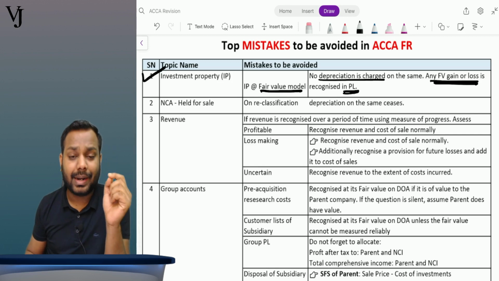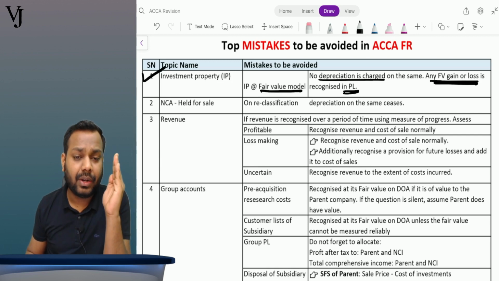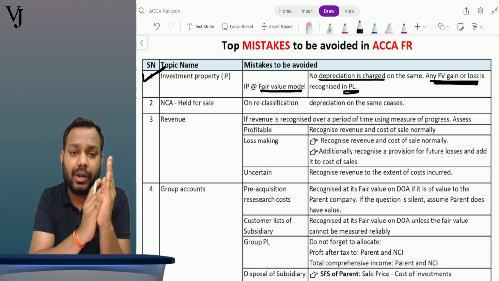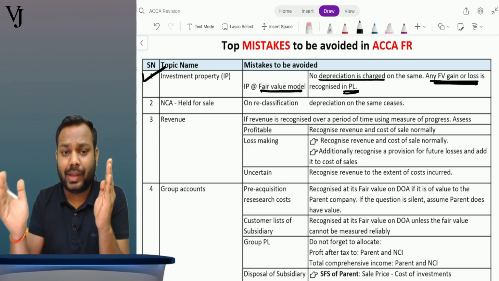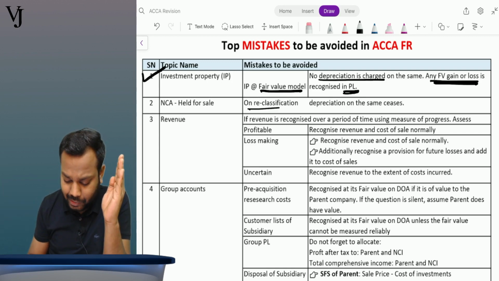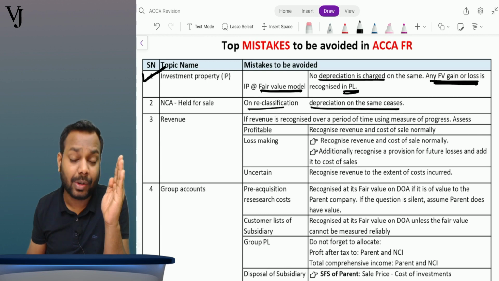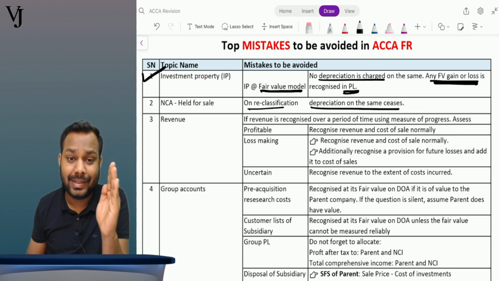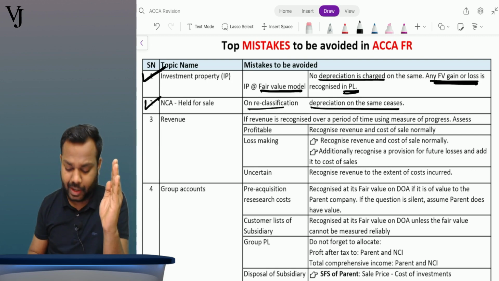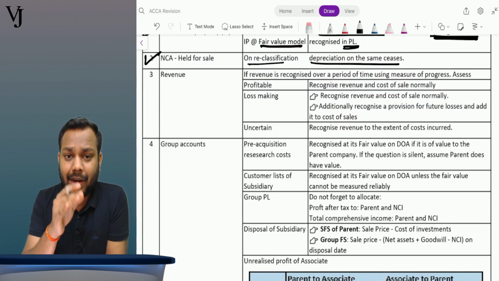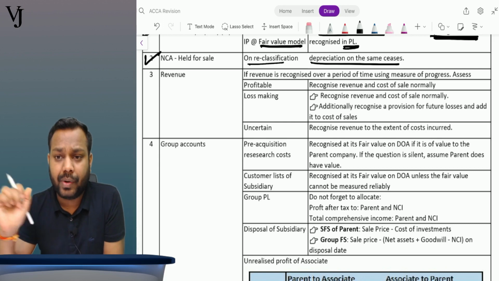Now, non-current assets held for sale. If there is any non-current asset which is reclassified to a non-current asset held for sale, then after reclassification, the depreciation ceases on the asset. Depreciation ceases.